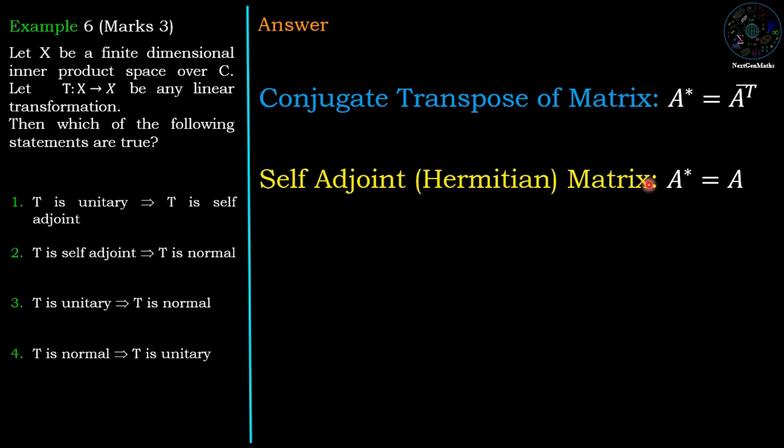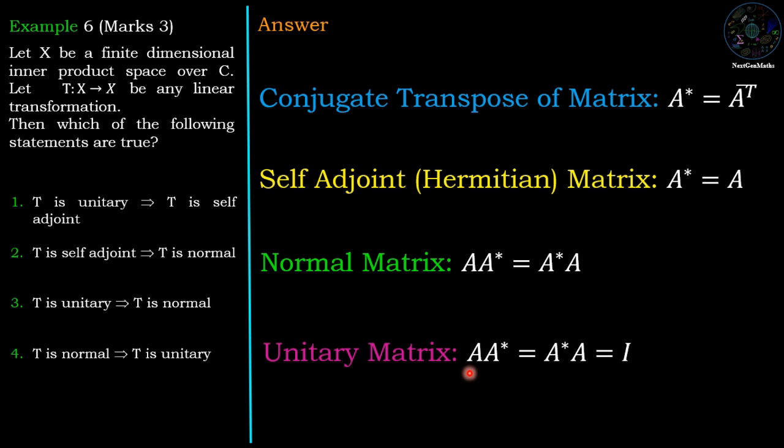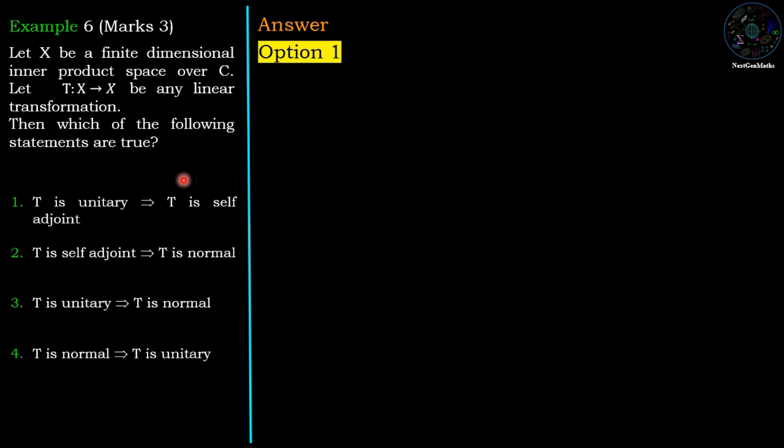Self-adjoint or Hermitian matrix means A star is equal to A. Normal matrix means A into A star is equal to A star into A. And unitary matrix means A into A star equals A star into A equals identity. Now here we are going to discuss the matrix associated with the linear transformation. Now we'll check all the options one by one.